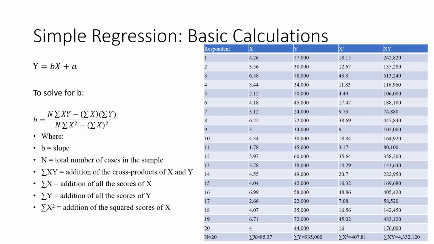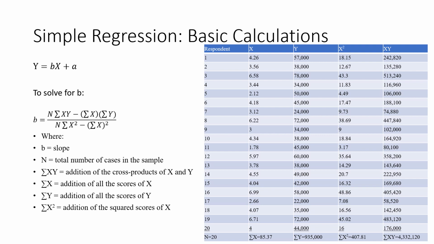Okay, so the first thing we need to do to solve for Y is to solve for B, right? So we need to calculate B, which is our coefficient, our slope. And you can see the equation there: b equals n times the sum of x times y, minus the sum of x times the sum of y, divided by n times the sum of x squared, minus the sum of x and then squared. So you can see the different components of this equation on the left.